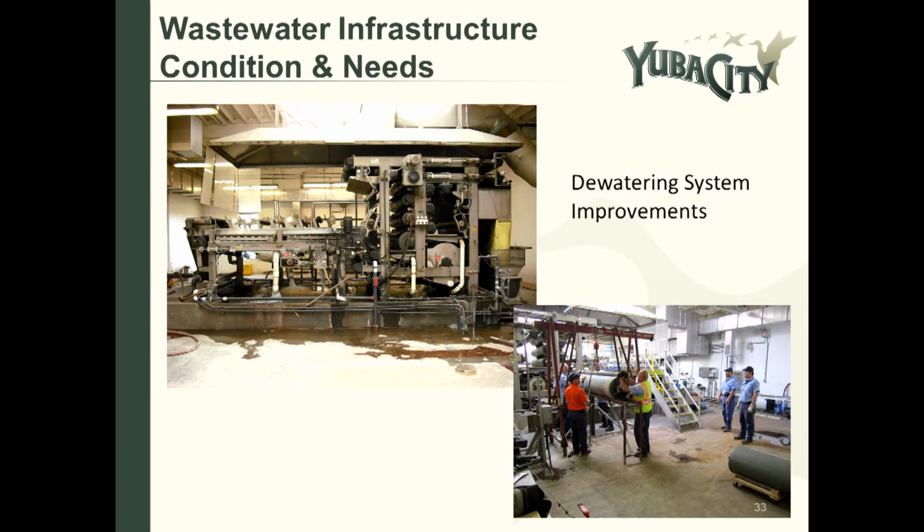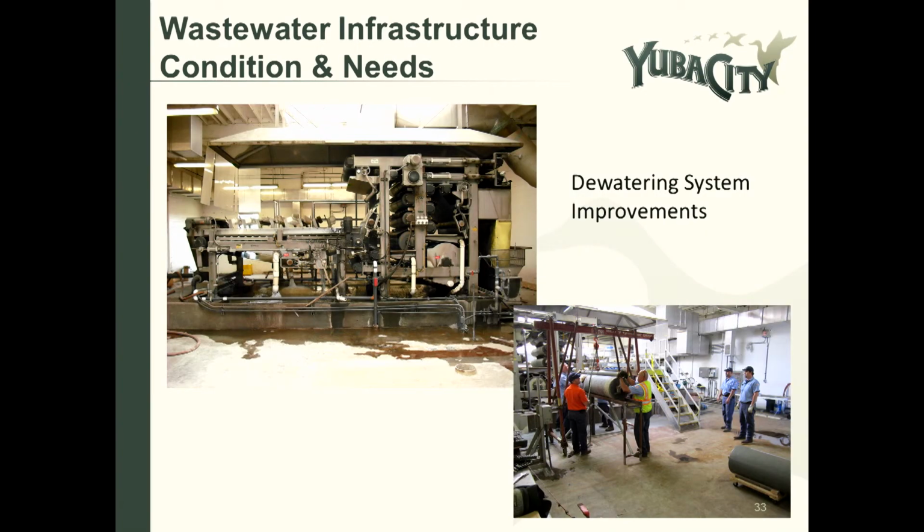The dewatering system takes the basic sludge, and we use a belt press system where it actually presses it to get the liquid out so that you can then take the solids and dispose. The solids are disposed of at Recology landfill, and they're used as daily landfill cover. And so this is a complex piece of machinery with these series of belts that just press it.